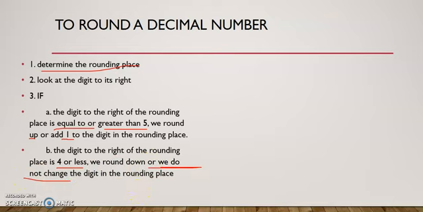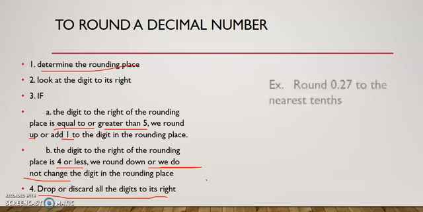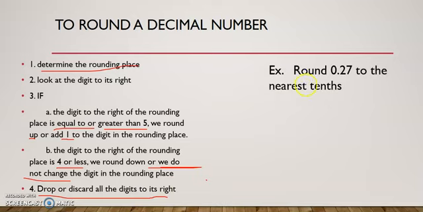And after doing that, we have to drop or discard all the digits to its right. Okay, to further explain, let us take these two examples. Example number 1. Round 27 hundredths to the nearest tenths.